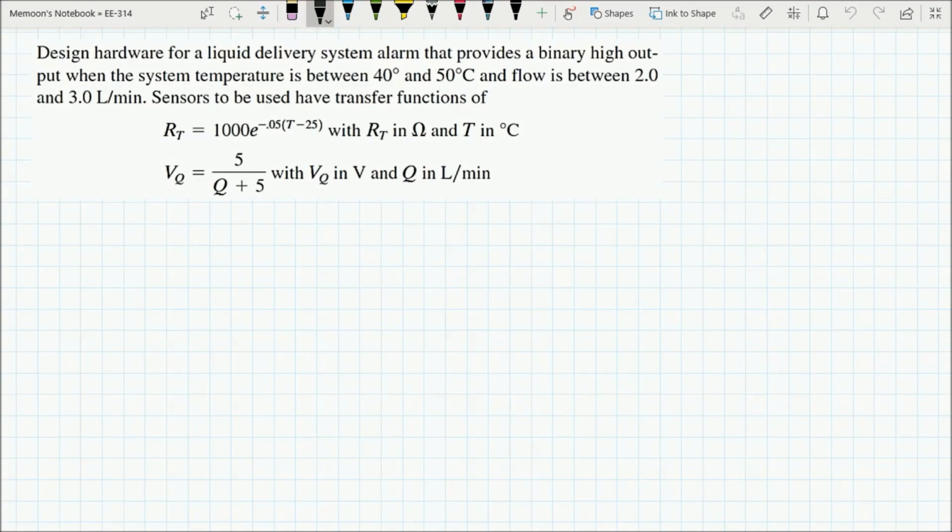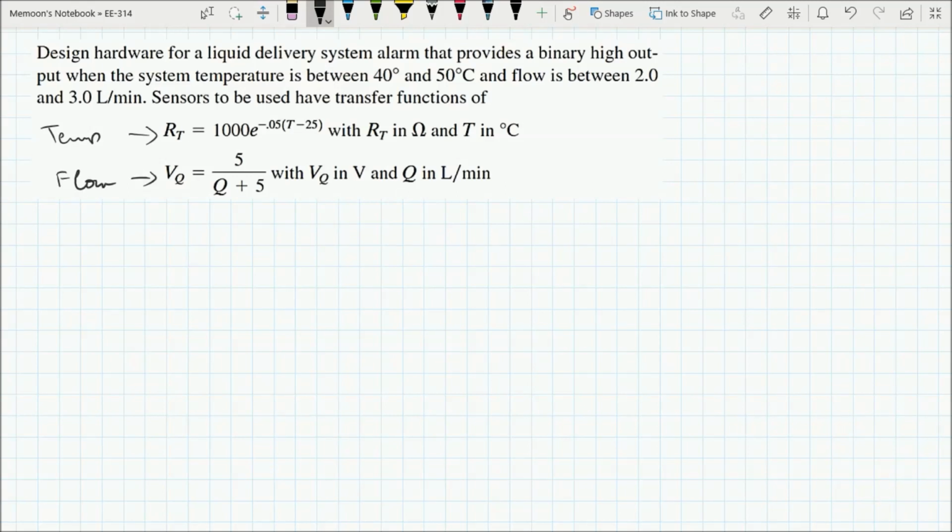Okay, so let's start with your third design problem related to digital signal conditioning. The problem states that we have to design a hardware for a liquid delivery system alarm system that provides a binary high output when the system temperature is between 40 to 50 degrees and the flow range is between 2 to 3 liters per minute. So we are using two sensors. One is a temperature sensor and one is a flow sensor. The output of the temperature sensor is given here and the output of the flow sensor is given here.